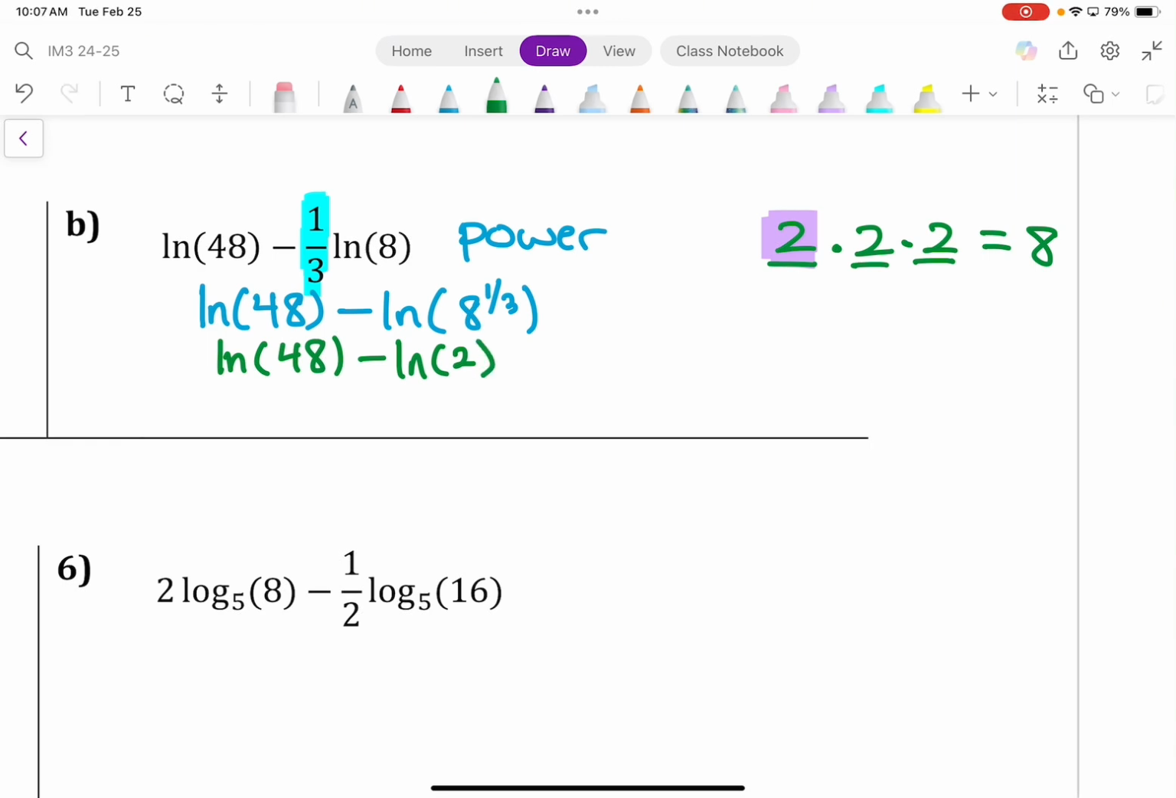What rule can I use for ln 48 minus ln 2? Nope, not product. We're not adding these. Quotient, because we're subtracting. We're going to get ln of 48 divided by 2. Half of 48 is 24, and that will be our solution.